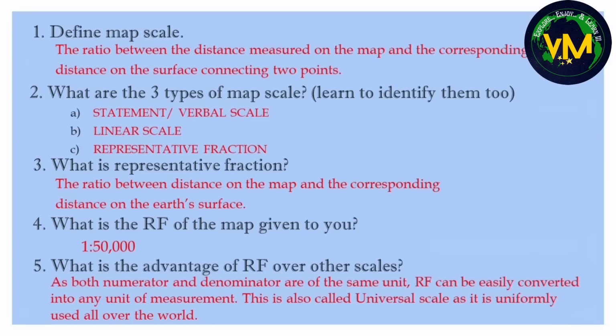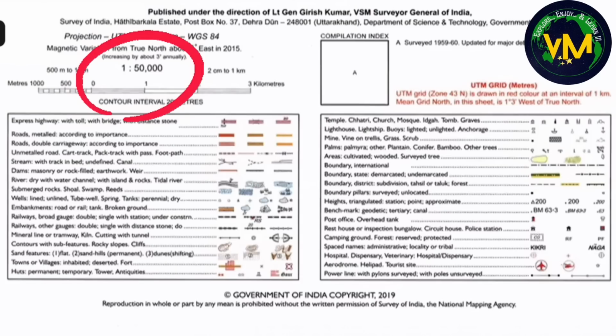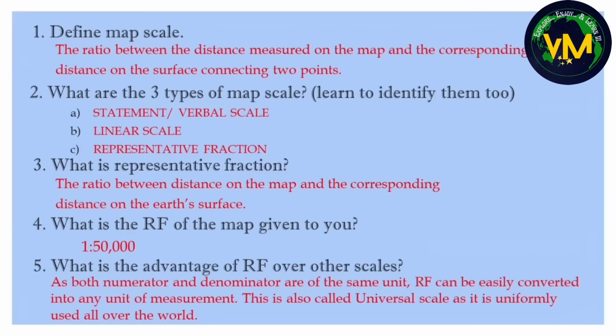And what is RF of the map given to you? You should write the representative fraction. You might have noticed it is already provided in the map given to us. It is 1:50,000. What is the advantage of RF over other scales? This 1:50,000 can be written as 1 divided by 50,000. As numerator and denominator are the same unit, so RF can be easily converted into any unit of measurement. And remember, this is also called universal scale because it is uniformly used all over the world.